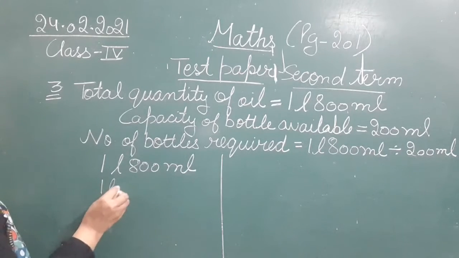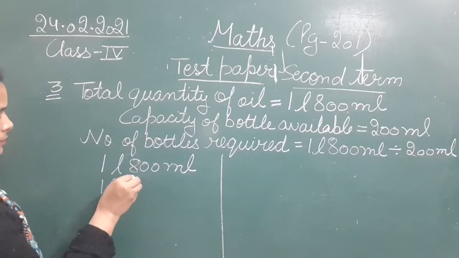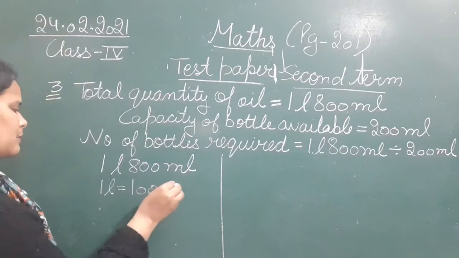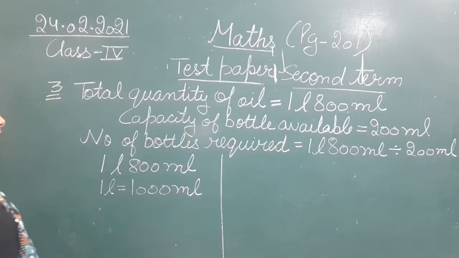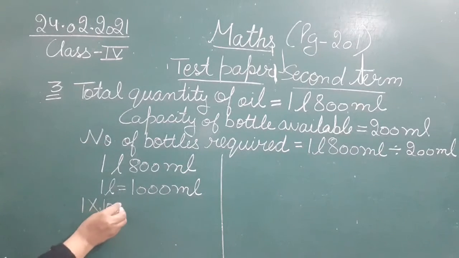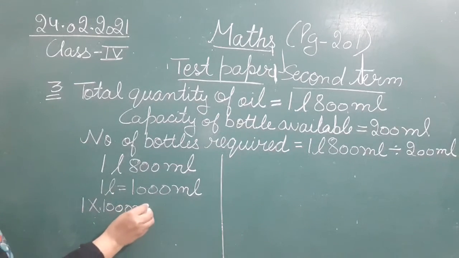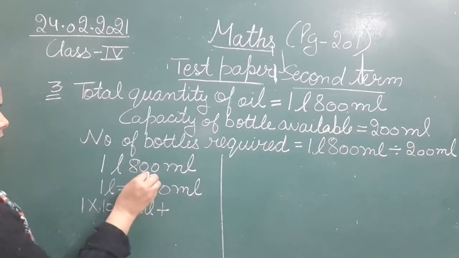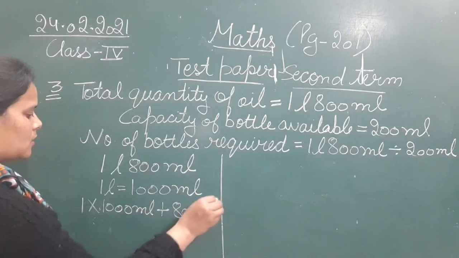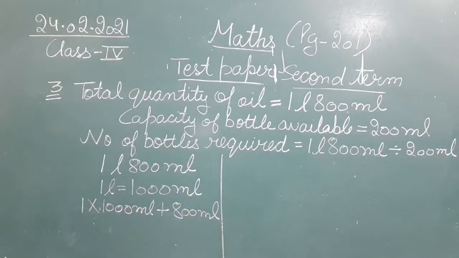1 liter is equal to 1000 ml. So that means 1 को लीटर से मिलीलीटर कन्वर्ट करने के लिए we will multiply it with 1000. It will become 1000 ml plus 800, that is already in ml. So let's divide it.